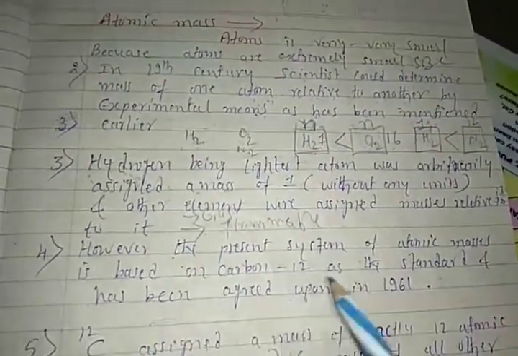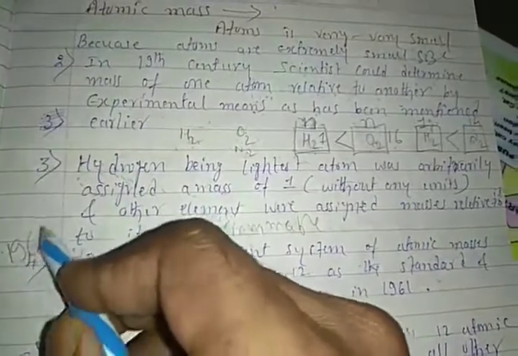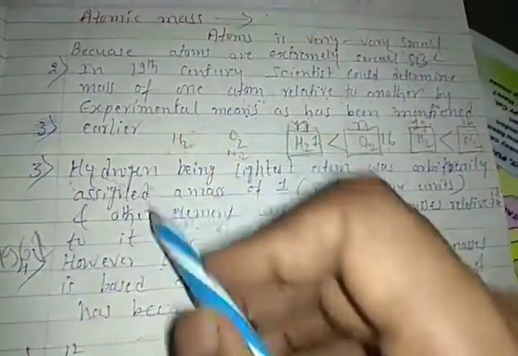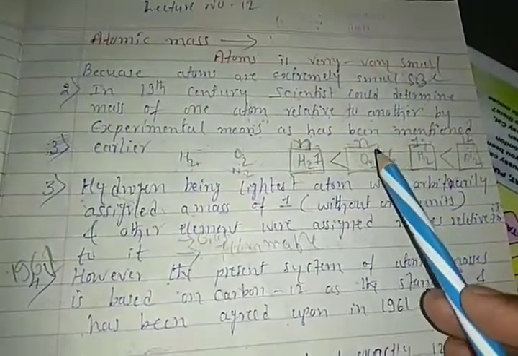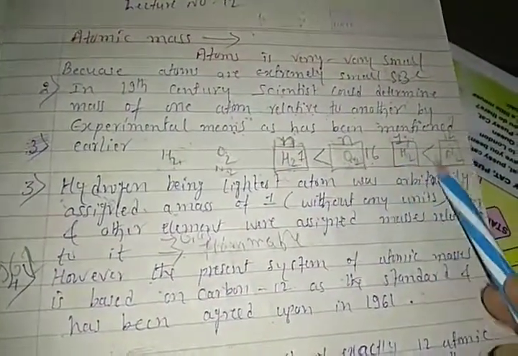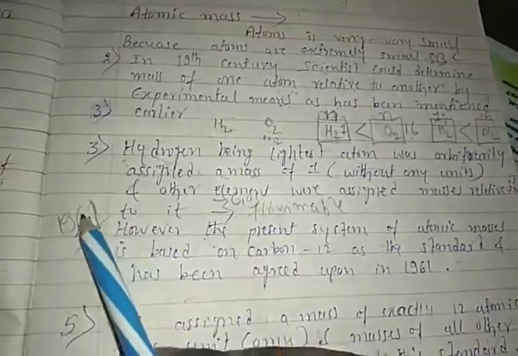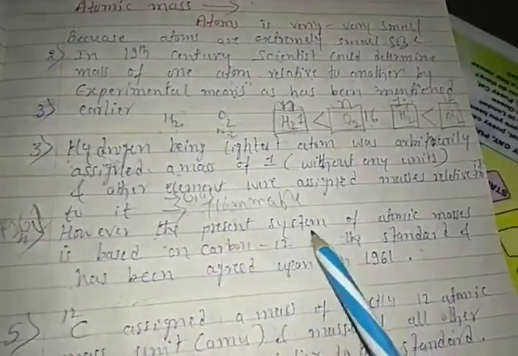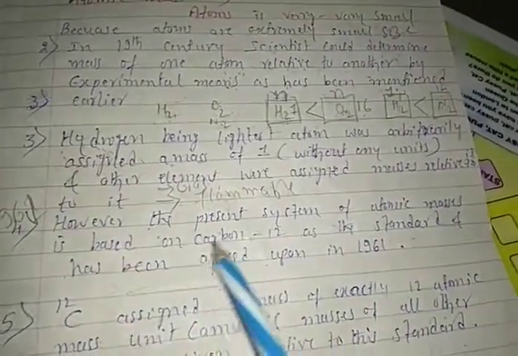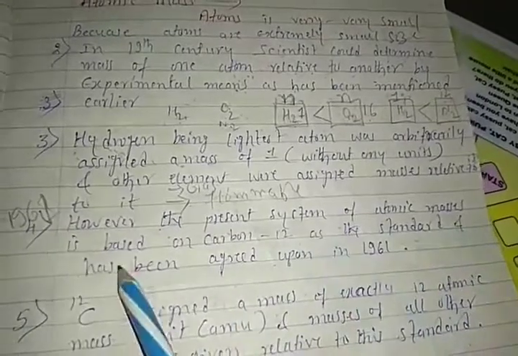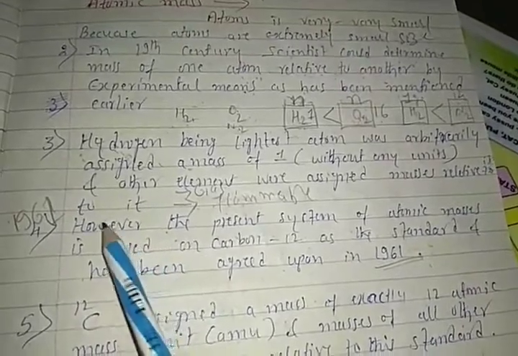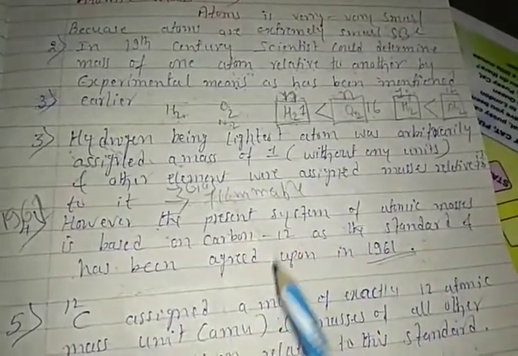But until 1961, scientists calculated the atomic masses of other elements with respect to hydrogen. But in 1961, the present system, in which atomic mass is based on carbon-12 as the standard, was agreed upon. Right, students? So the atomic mass of carbon is considered the standard, as agreed in 1961.